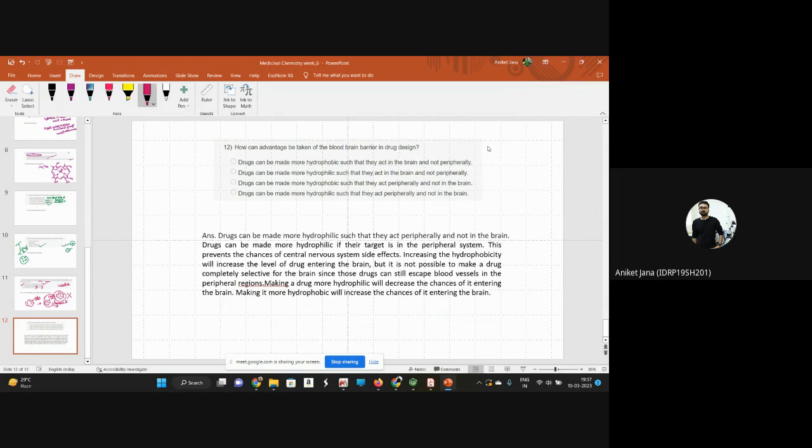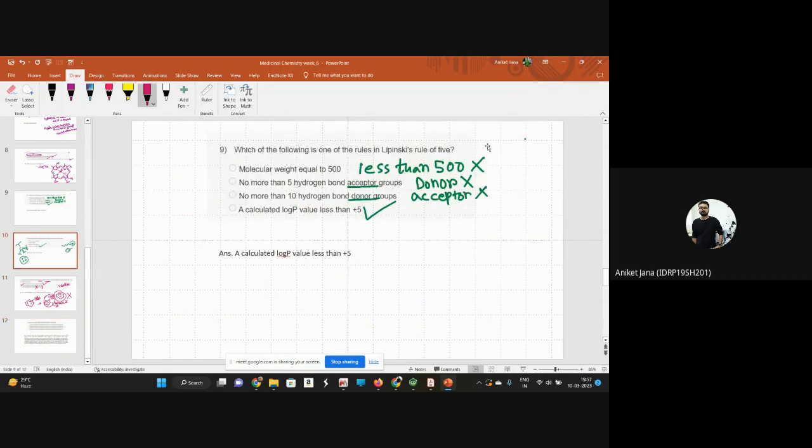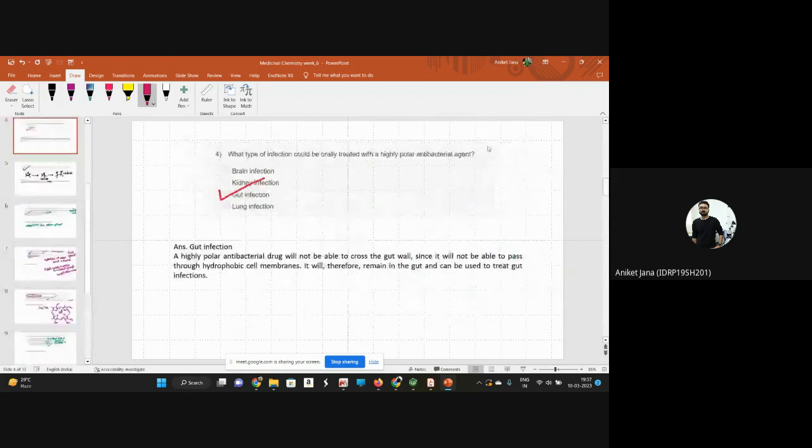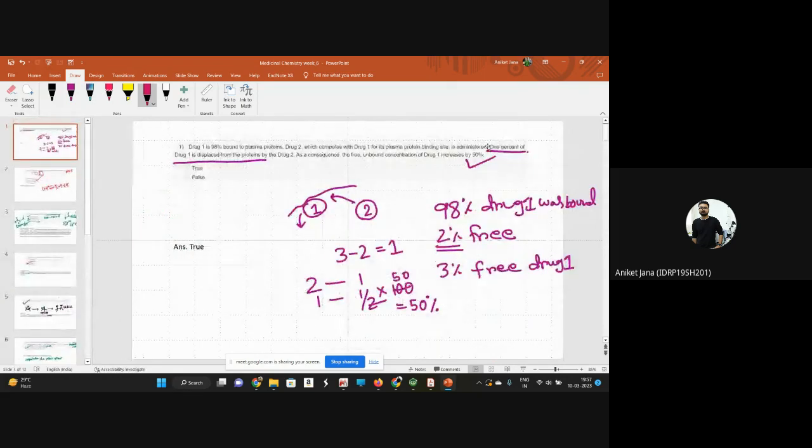So our right option is we can make the drug more hydrophilic so that it can remain in the periphery and not in the brain. If we make it more hydrophobic, then it can enter the brain. So in this way, we can take advantage of the blood-brain barrier by making it hydrophilic, so it can act in the periphery and not in the brain. Okay, so it is clear.